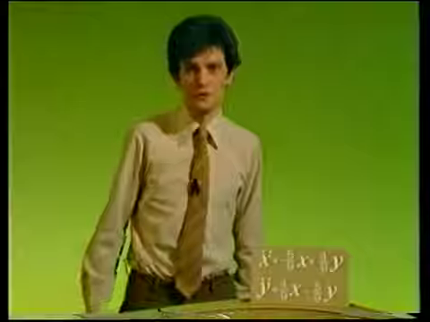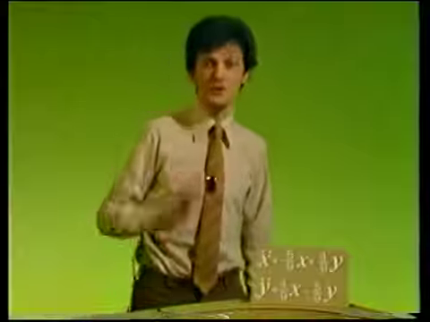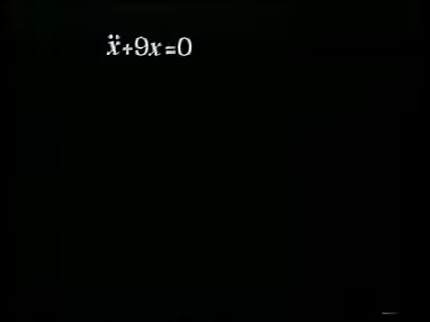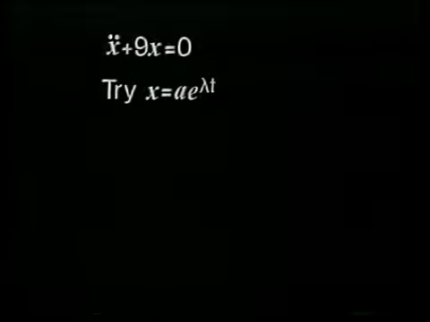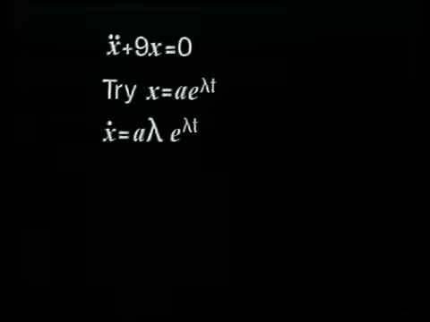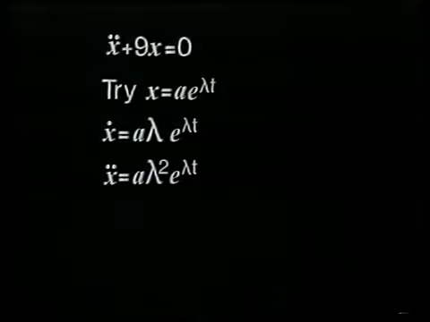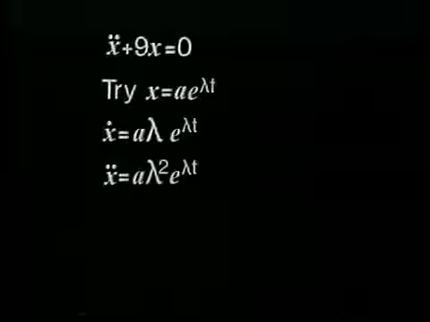John? Let's consider how we'd solve this equation. Now, you solve this by trying a solution of this form, a constant times an exponential. Differentiating once gives us this expression for x dot, and differentiating again gives us this. Now, our equation connects x double dot and x, and using our expression for x double dot, we can rewrite this equation as this.